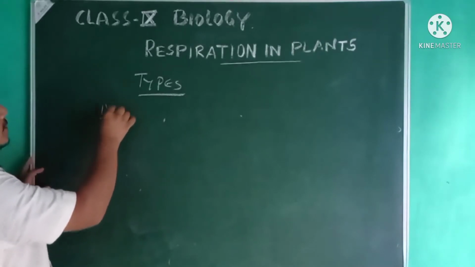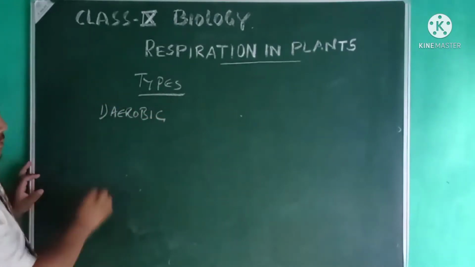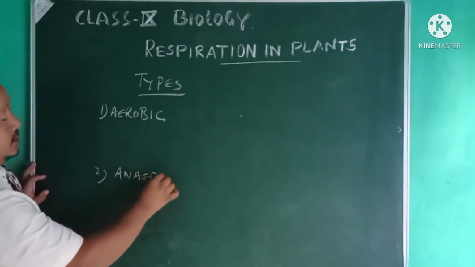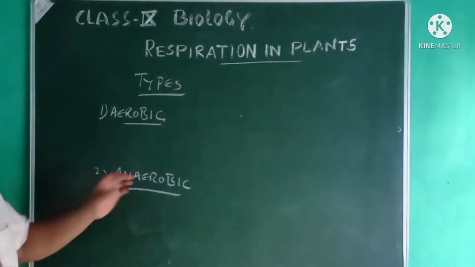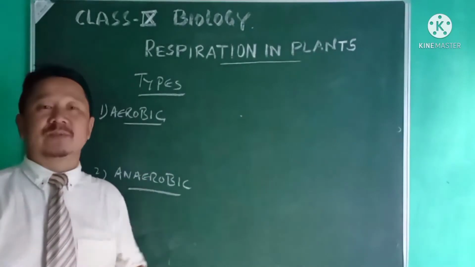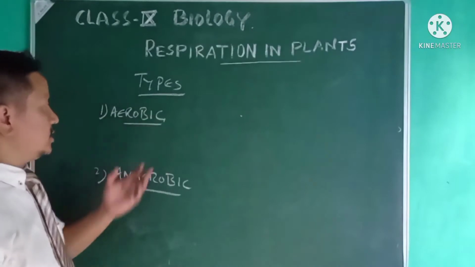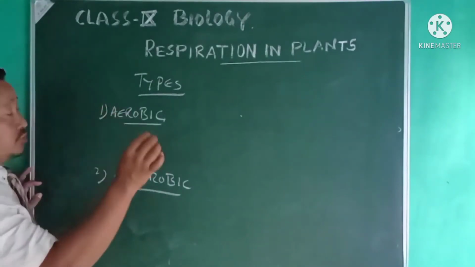There are two types of respiration: aerobic respiration and anaerobic respiration. Aerobic respiration is a type of respiration which takes place in presence of free oxygen. This respiration can also be represented by the chemical equation which I am going to write here.